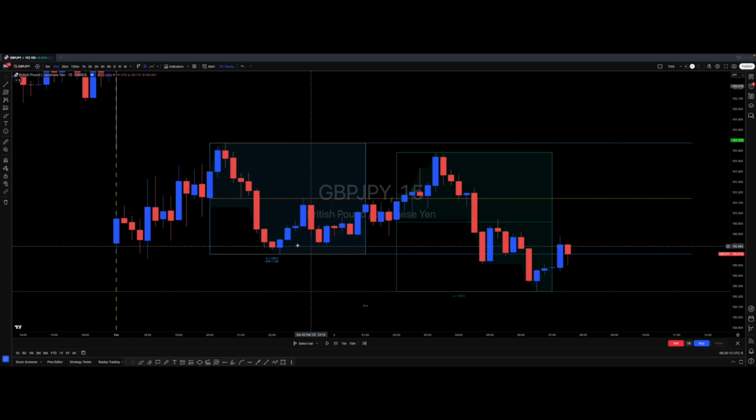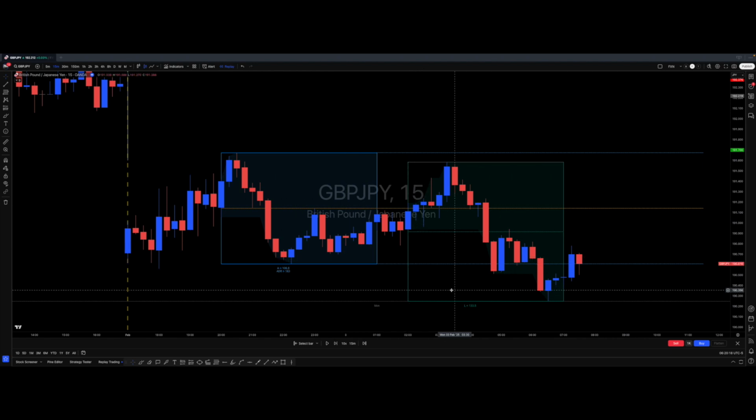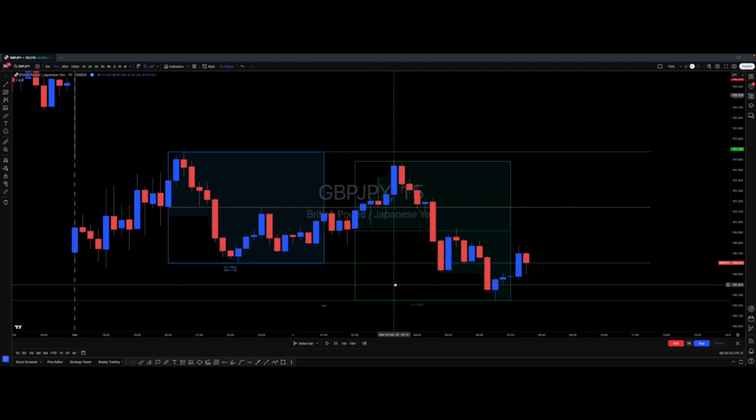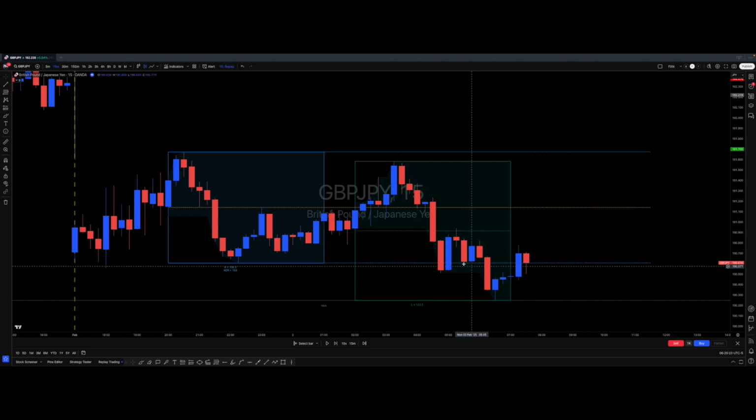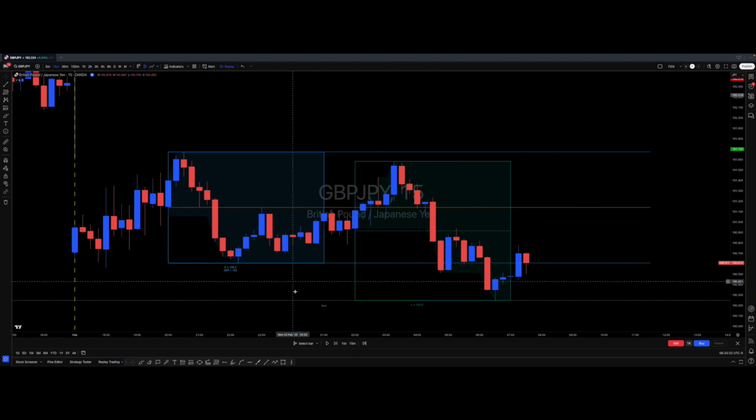All right, so here we have literally the same chart we were just looking at, and here's the London session. Notice what happens towards the bottom of the London session. Price aggressively starts to move down. Now you have to understand what you're looking at.